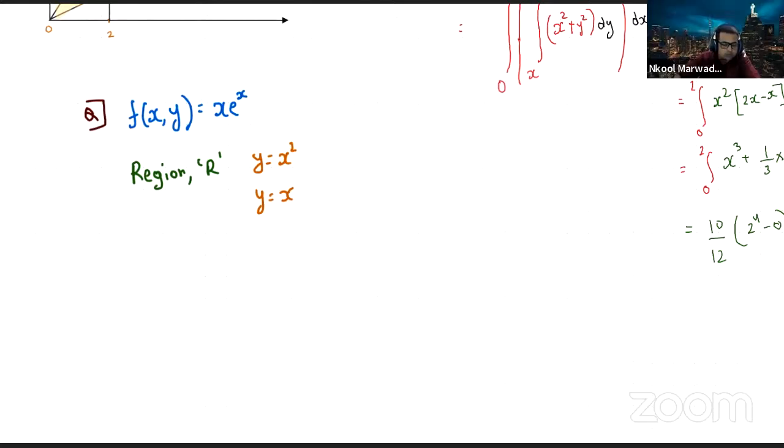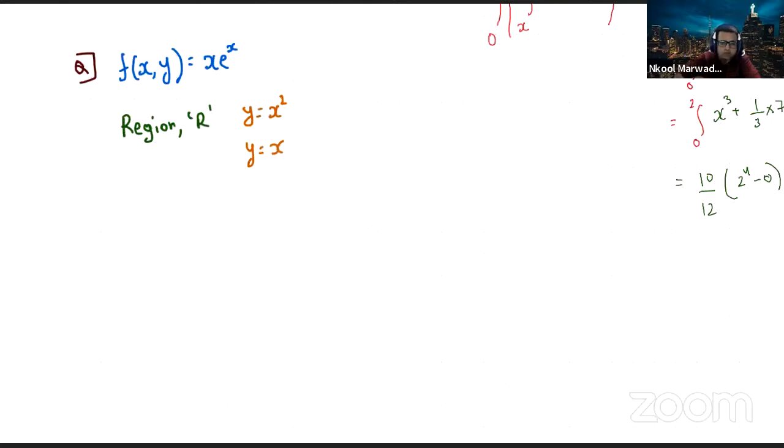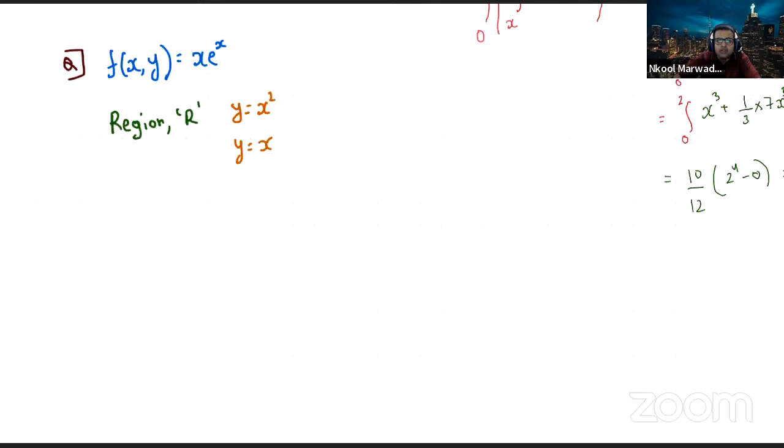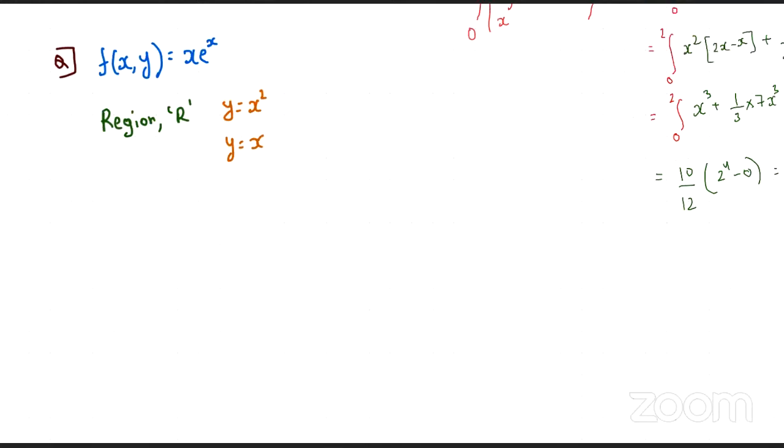So now this is the question. The function is given, the region is given, and now we have to find the area. So first, let us draw the graph. Should we draw the graph, or have they given the graph also?